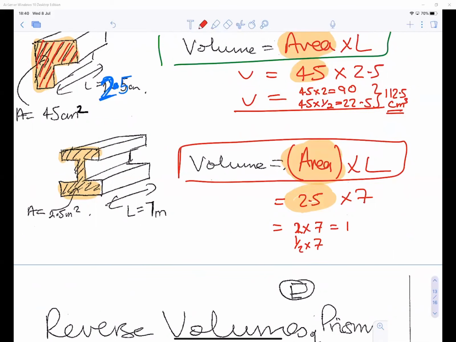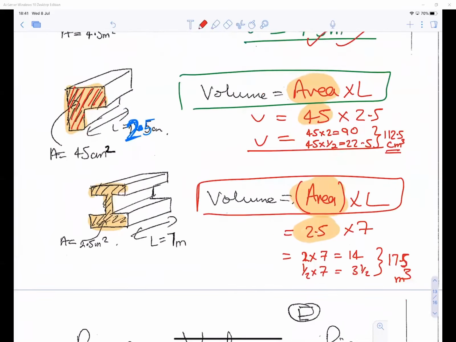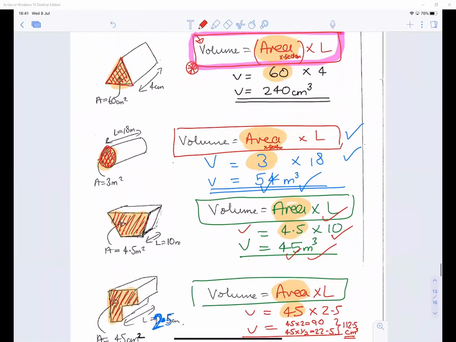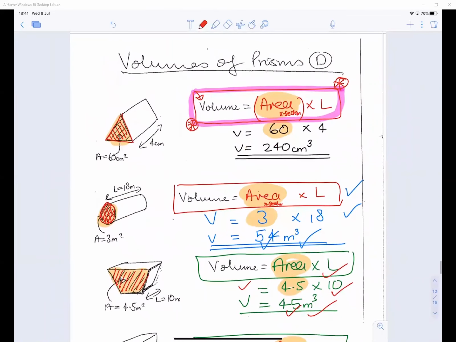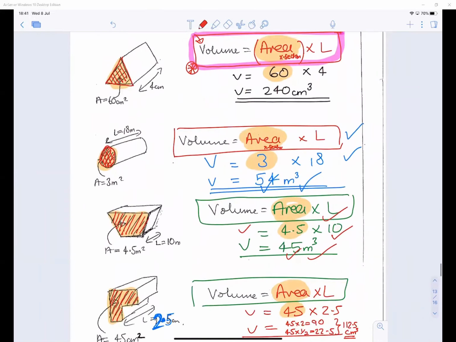So 2 times by 7 is 14, and a half times by 7 is 3.5. So the final answer is? The final answer is 17.5 meters cubed. Well done. So I got all of them correct. Fantastic. Very nice. By the way, this is volume in its more basic raw form, nice and basic. Volume of a prism is the area times by the length.